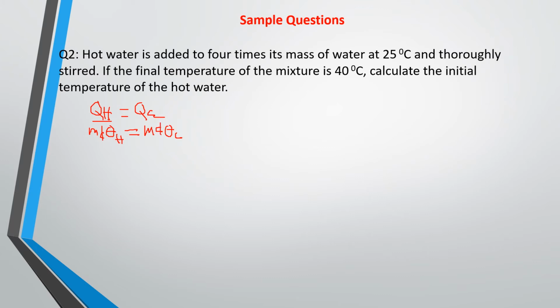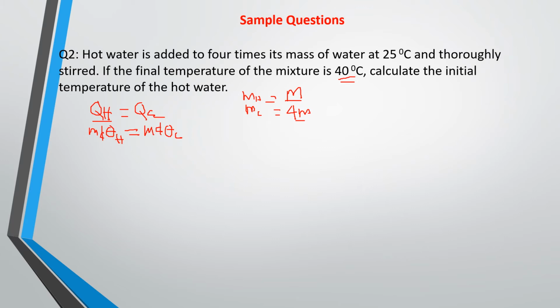Okay, so let's bring out what is given to us. If the mass of hot water is m, then the mass of the cold water will be 4m, because that is what the statement says: hot water is added to 4 times its mass of water at 25 degrees. So this is the mass of cold water, and this is the mass of hot water. Then you are given the final temperature of the mixture.